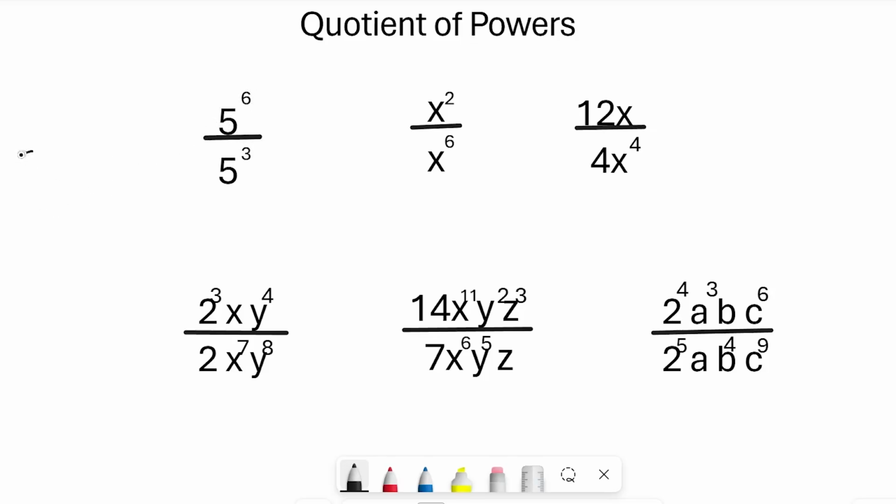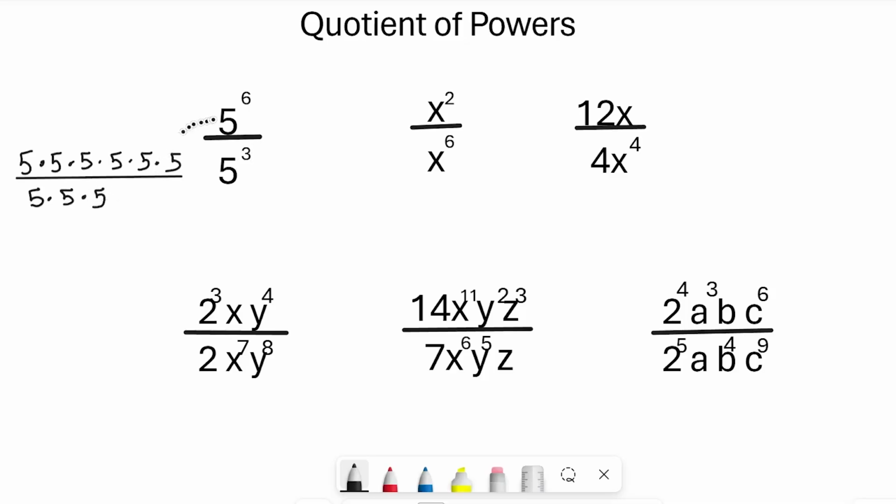That means that you have 6 factors. So that would be 1, 2, 3, 4, 5, and 6, okay? And all of this is going to be divided by 5 to the third power. So you have 3 factors. That would be 1, 2, and 3.